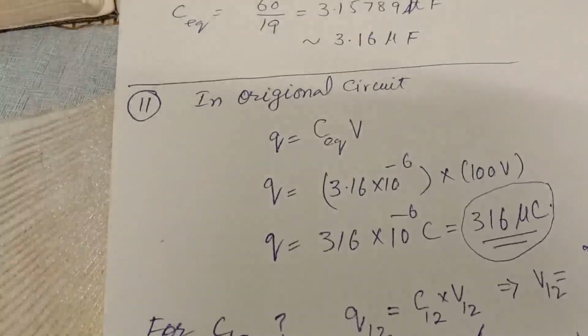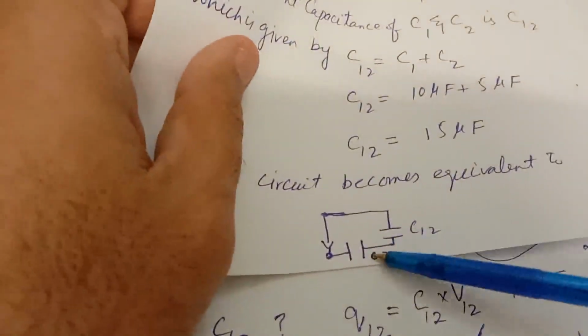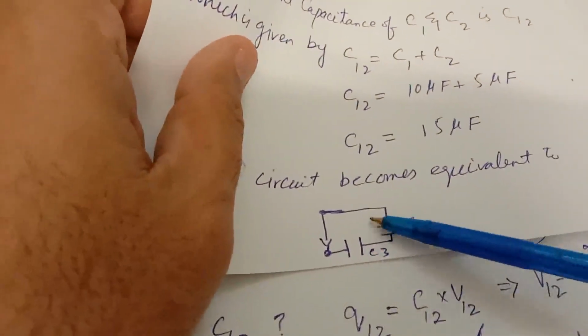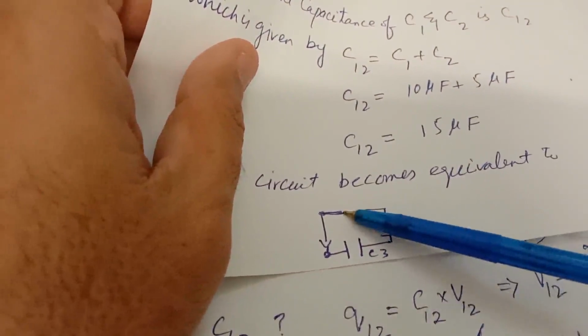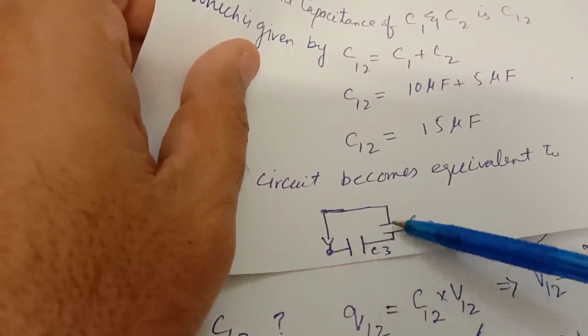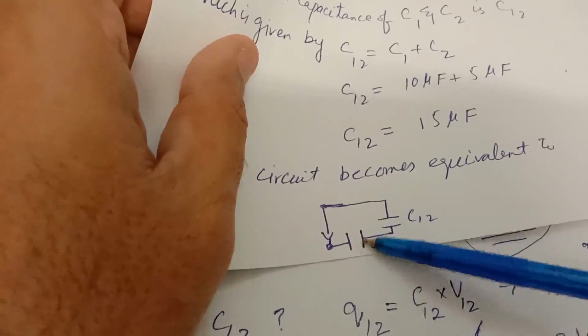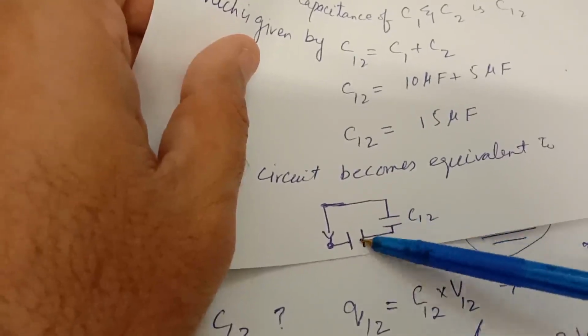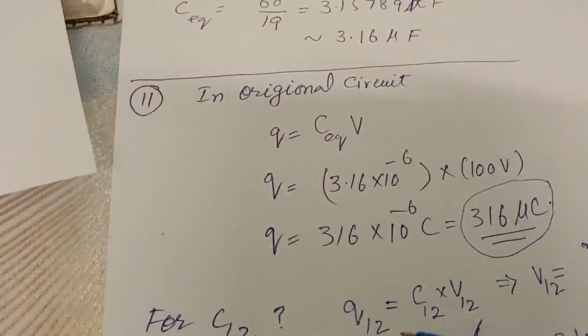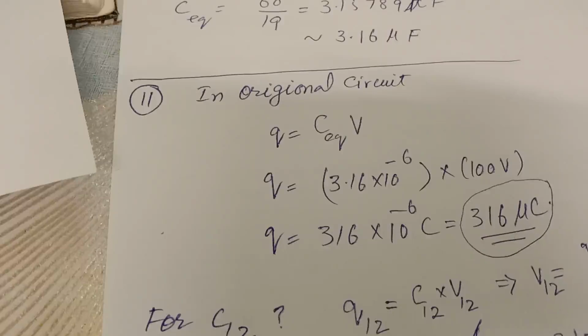Okay, so C12 and C3, be clear, C12 and C3 are in series. So Ceq is the formula for series capacitors. The charge on each capacitor in the series combination will be equal. So the same charge will be stored here and here. So we find that Q12 is equal to C12 into V12. So V12 is equal to Q12 over C12.